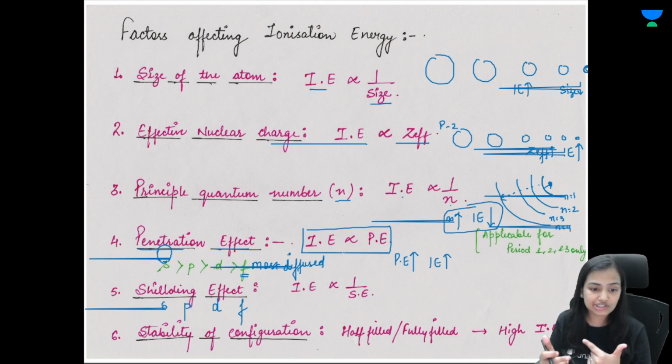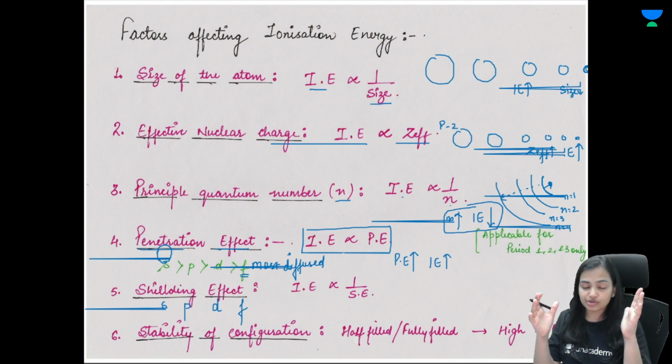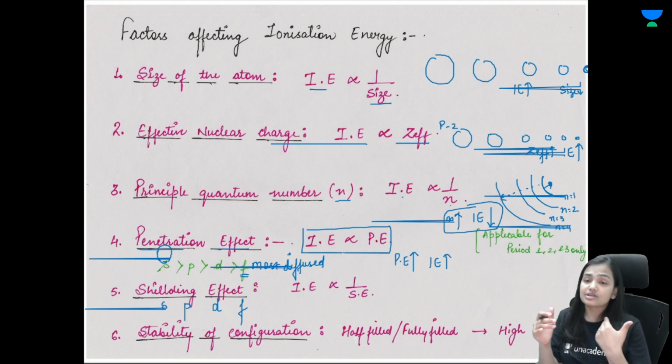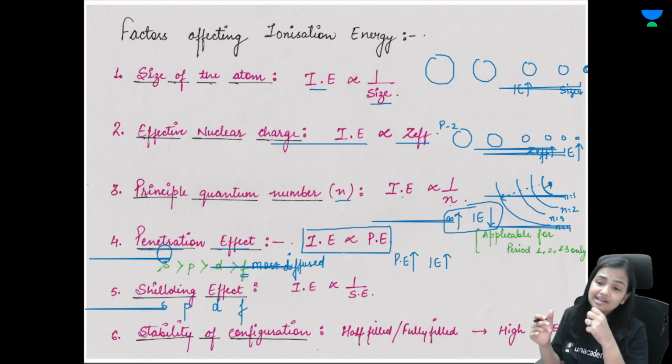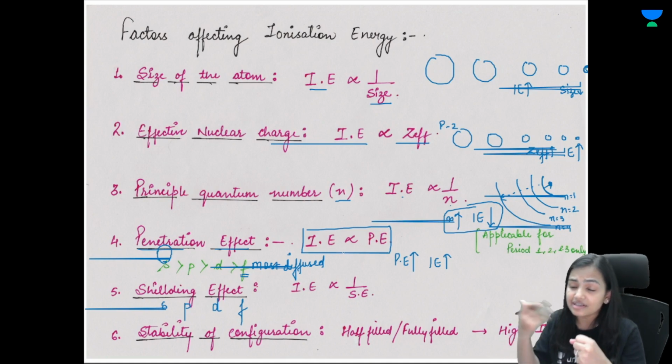We got the relationship. Now what do we mean by the shielding effect? The shielding effect is the effect caused by the inner shell electrons, because of which the nuclear attraction decreases when the electron-electron repulsion increases in the inner shell electrons.